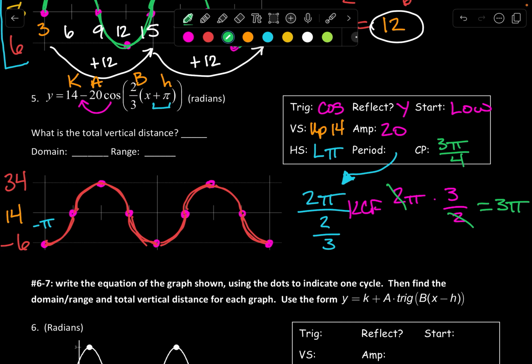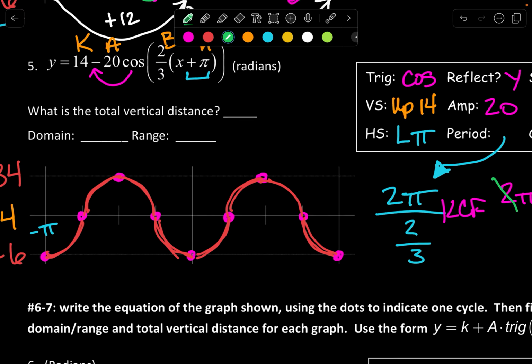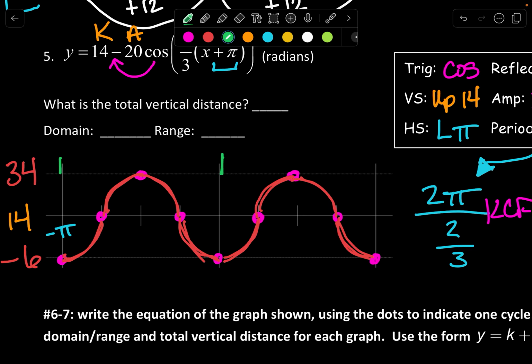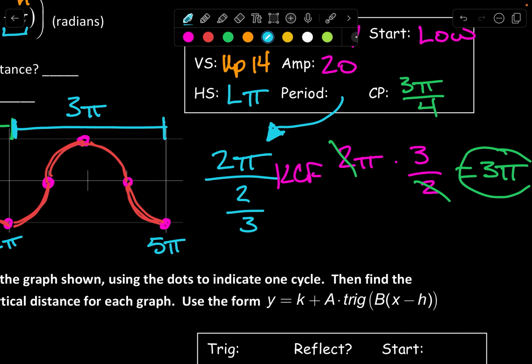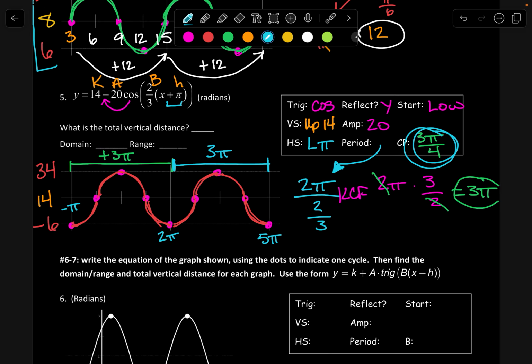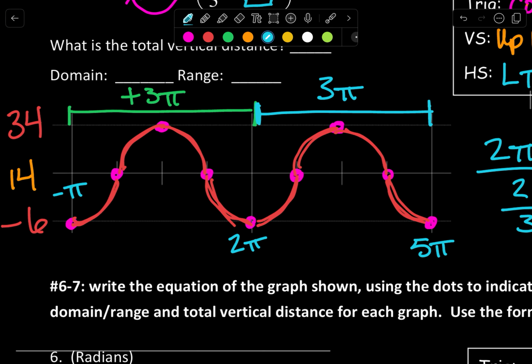Now, my period is 3 pi, which means from line to line or cycle to cycle should be plus 3 pi. Well, I start off at -pi, so if I have a -pi and I add 1, 2, 3, that brings me up to 2 pi. And if I add 3 one more time from 2, that will bring me up to 5. Now, to get all the points in between, I need to look at my critical point value, 3/4. That's what every one of these lines is.